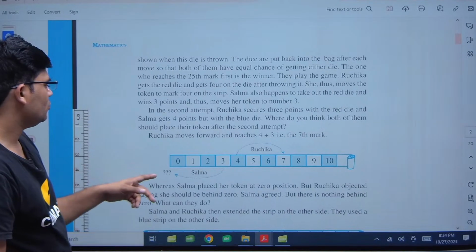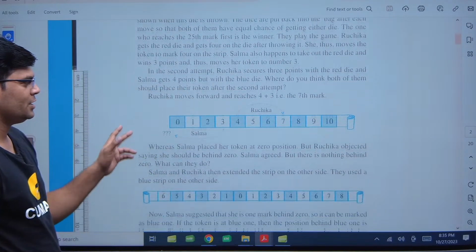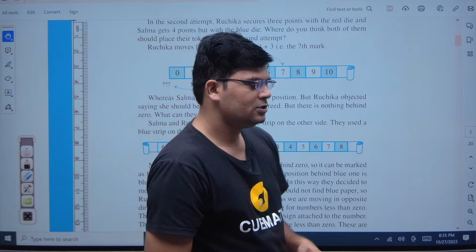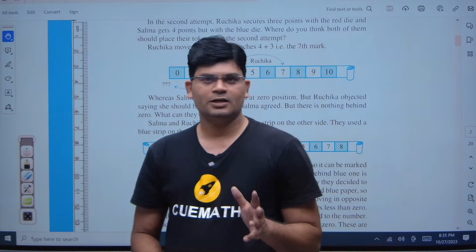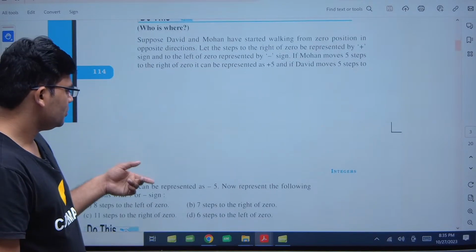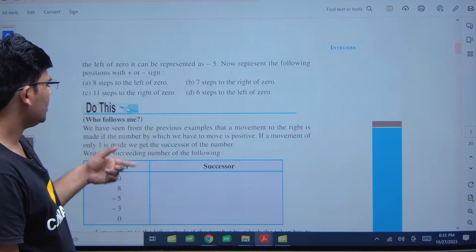So 1 was no number before that. So that's how there was the introduction of negative integers as well. Negative numbers. Are you getting it? So this was the game. Now you know what these negative numbers are.